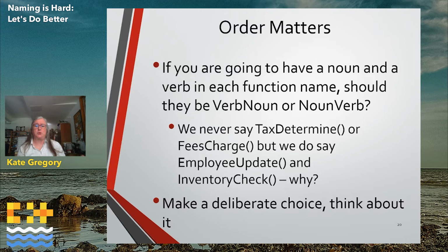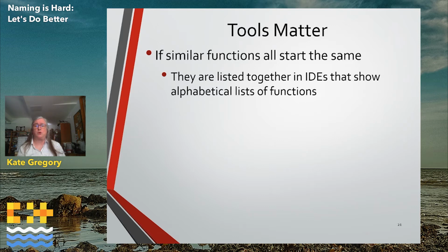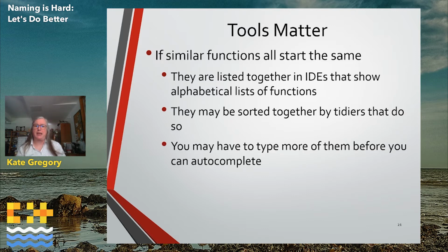You know, one consequence of putting a number of functions together that start with the same noun is they'll be together in alphabetical lists. And if they all start with the same verb, they'll be together in alphabetical lists. Which way do you want it? So if your tool shows you all the functions in some pane on the side that you can double click on, do you want all the updates together or do you want all the employee related things together? If you have a tidier, and these exist, that sorts functions alphabetically, again, how do you want things clumped together? If you're typing and you're relying on autocomplete, how much do you want to have to type before you get to the part that's unique?